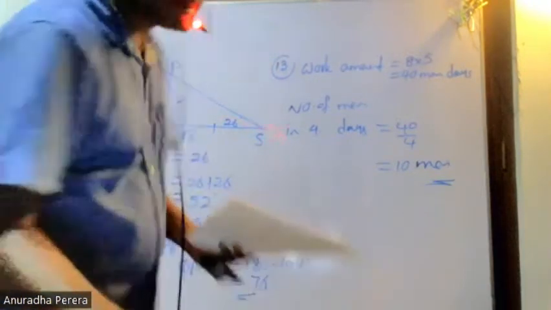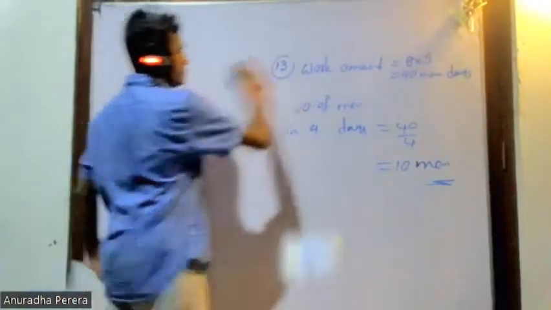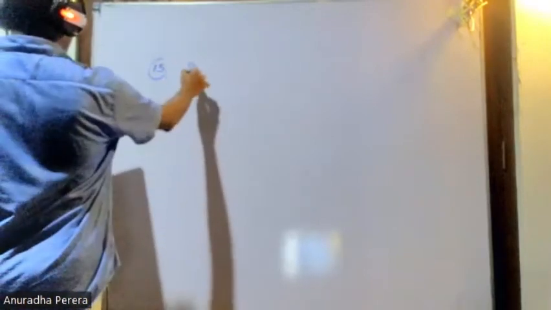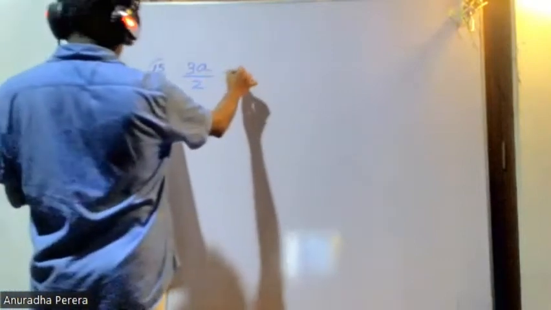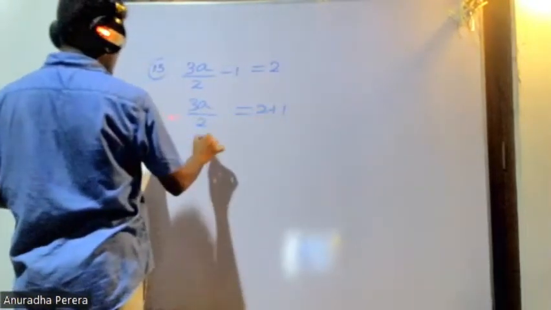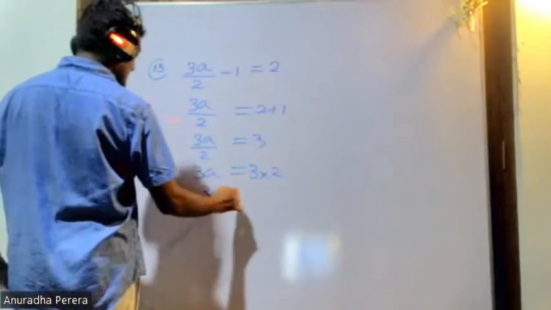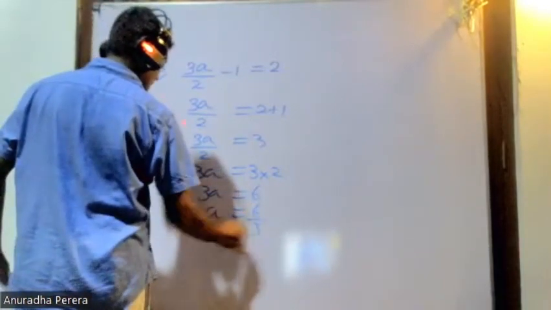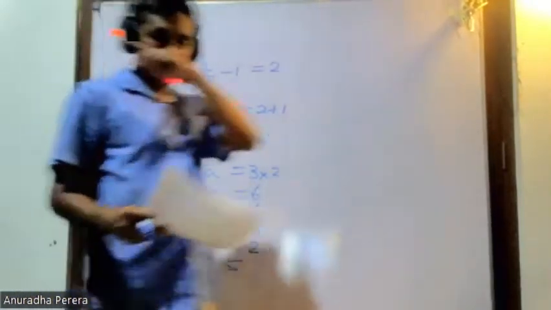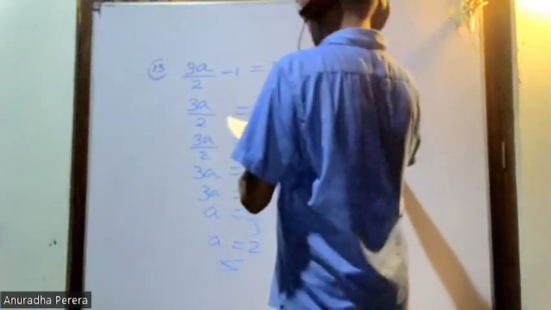Simple equation. 3a/2 minus 1 equals 2. First step, move this minus 1 to the right side, it becomes plus. 3a/2 equals 3. Now this 2 becomes multiplication, 3 times 2, so 3a equals 6. A equals 6/3, which is 2.